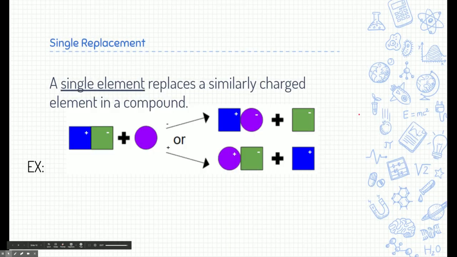All right, next is single replacement reaction. This is where we have a compound and a single element, and that single element replaces a similarly charged element in that compound. I like to think of this kind of like a dance. Here we have a couple dancing, and then over here we have just a single person or element. And that element wants to dance. So it's going to go and ask one of the two other elements if it can butt in and dance. And depending on its charge depends on which element it's going to go ask.